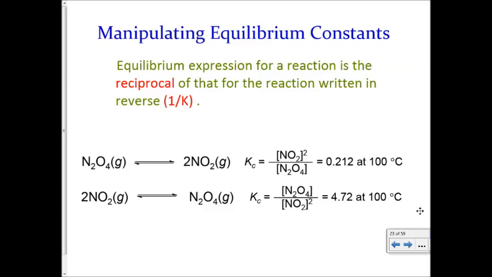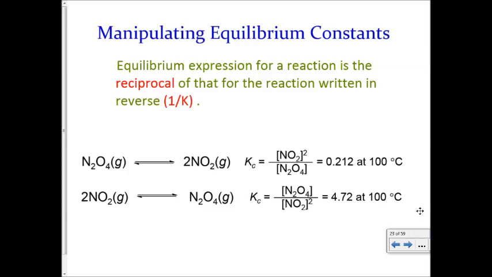So basically, if you wanted to reverse it, where you start with the NO2 going to N2O4, you would do 1 over that value, which gives you the 4.72. So you can reverse these, and you will manipulate the reactions as well, just like you did in Hess's law, in order to come up with the overall. It's a similar type of calculation here.